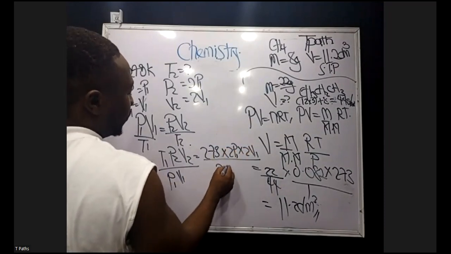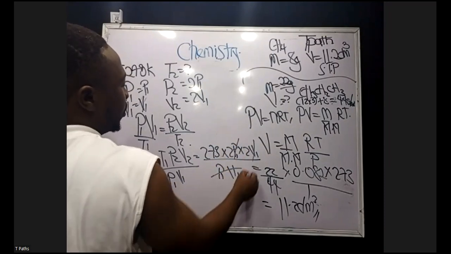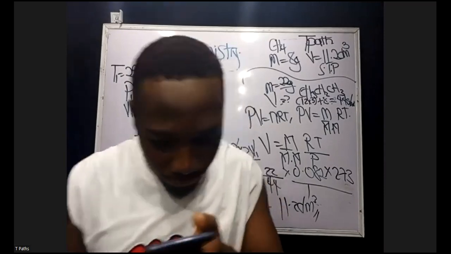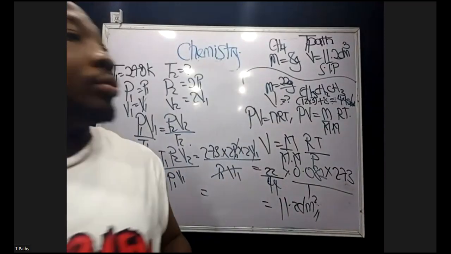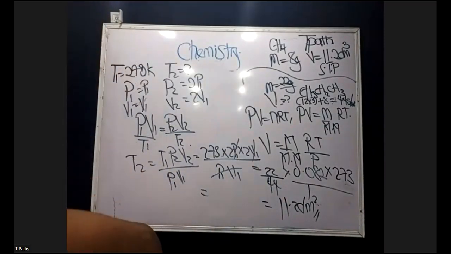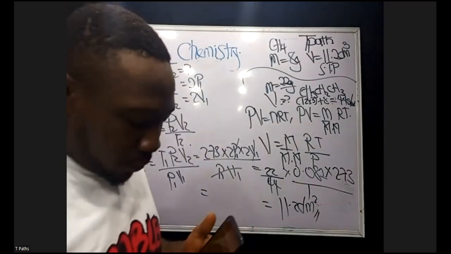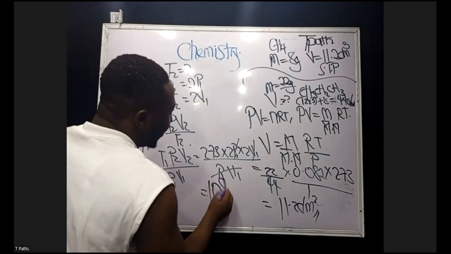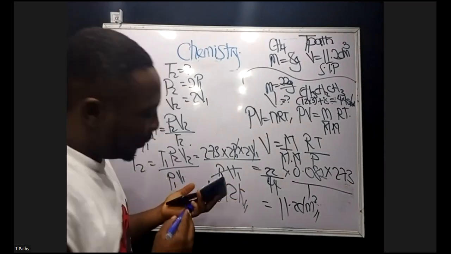Over P1 V1. Wait. So 273 times 4. That should give us what? I think that you want 1092, Sha. 273 times 4, yes. 1092 what? Kelvin.